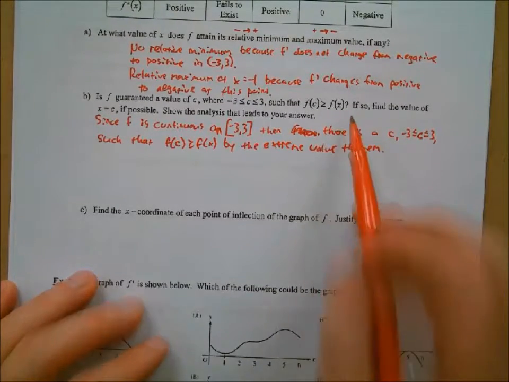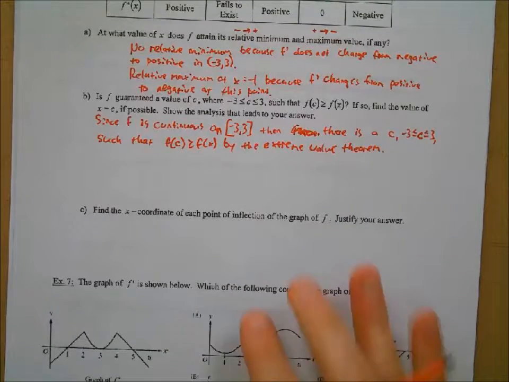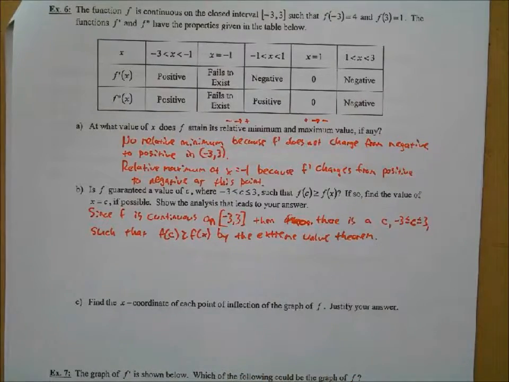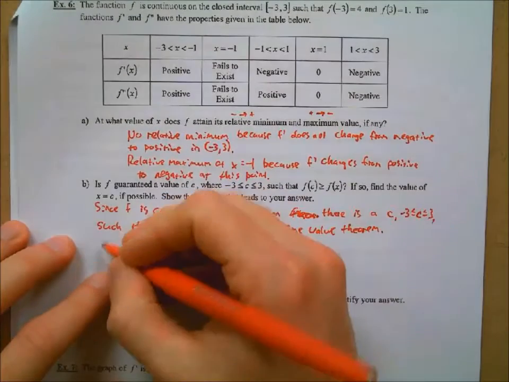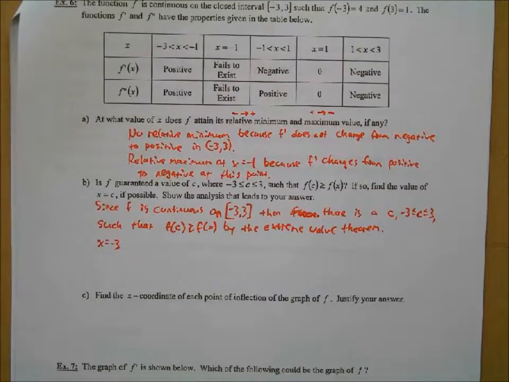All right, so find the value then of x equals c if possible. Show the analysis that leads to your answer. Okay, so same kind of argumentation we've used in the past, right? What are our candidates for absolute extrema? Endpoints of the interval and critical numbers. Okay, so here we have four such numbers. Okay, we have x equals negative 3. Can x equal negative 3 be an absolute maximum? No, why not? F prime is positive immediately after negative 3, which means f is increasing. Okay?